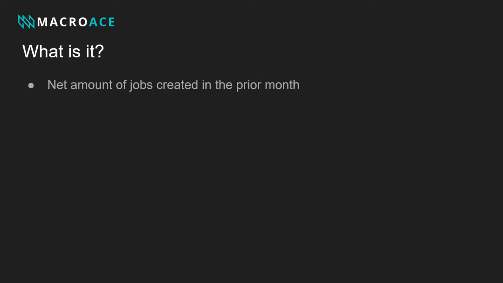So, first of all, what is non-farm payrolls? So this measures the net amount of jobs created in the prior month. Now, this is the reason why it's such a big release: the data comes out the week after the prior month. So we get that data coming out pretty quickly from the US and the BLS, or the Bureau of Labor Statistics.